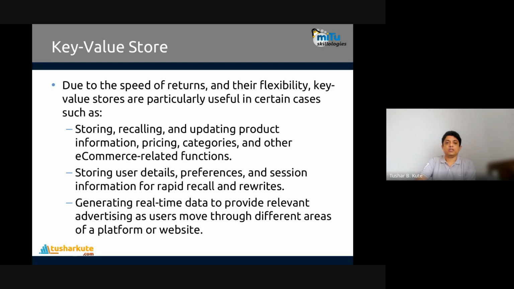Then second, storing user details, preferences, session information, and for rapid cart management, rewriting the data. All because here speed is becoming a very essential aspect of the performance of the system. There we are using it. Generating real-time data that provides relevant advertising as users move through different areas of a platform or website. There we use it, key value store. Okay.